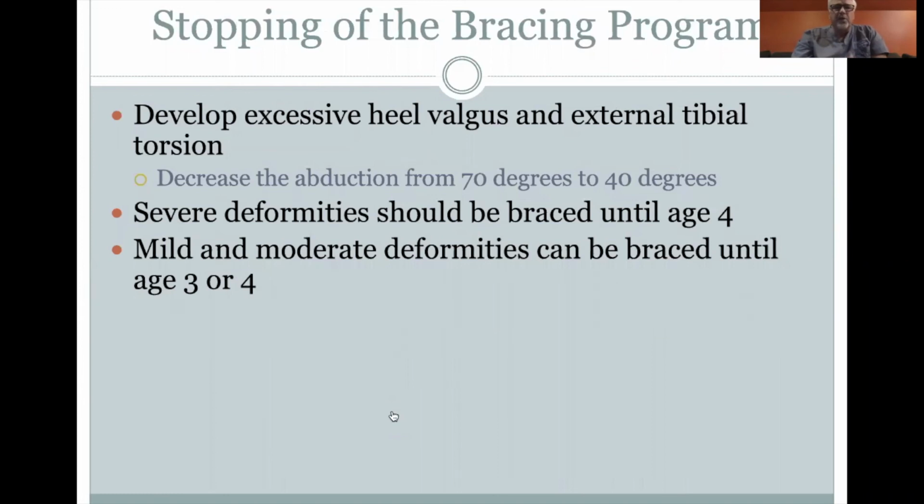Severe deformity should be braced until about age 4, mild to moderate between 3 and 4. So it's going to be a few years of bracing, and this is starting them right away with the casting. So you're looking at 3 or 4 years of treatment.